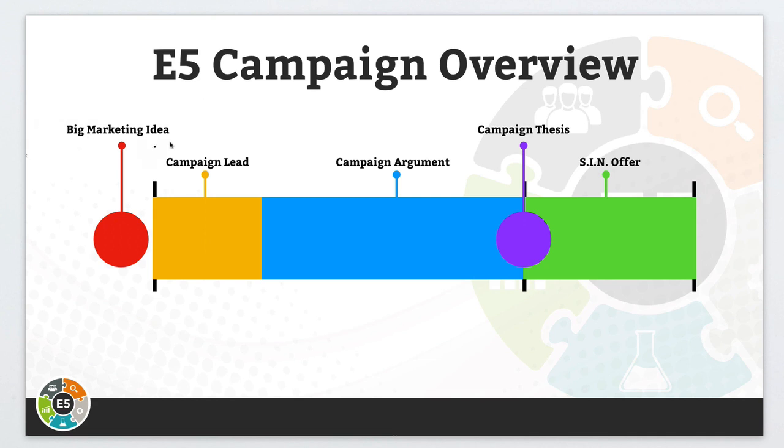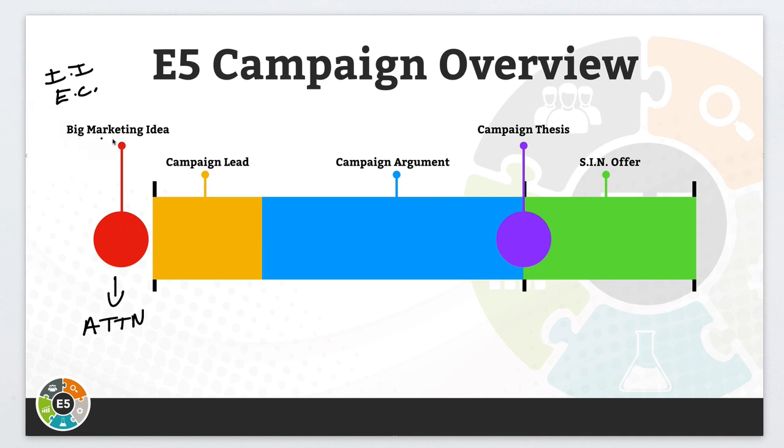So the first piece all the way over here to the left is what we call the big marketing idea. And the big marketing idea is here to do one thing and one thing only, and that is get attention. A big marketing idea, as you're going to learn, is a unique type of idea because it's intellectually interesting and it is emotionally compelling. And so it speaks to both your prospect's heart as well as your prospect's head.